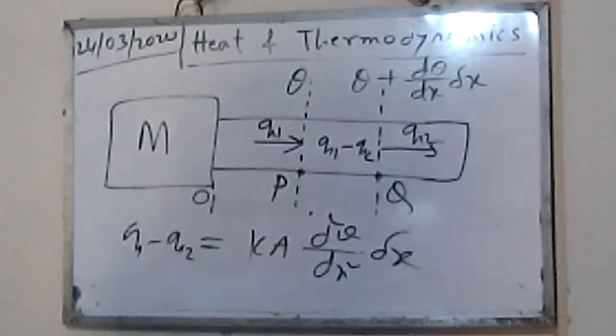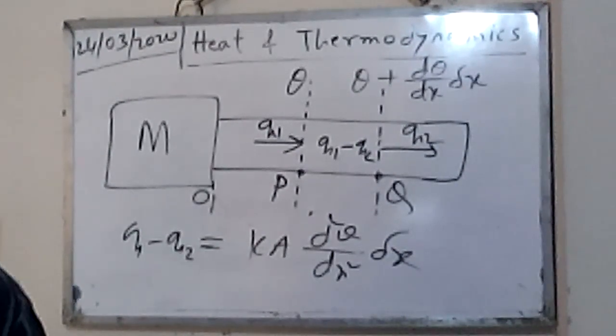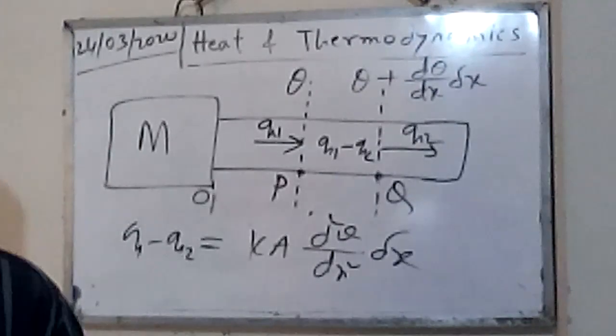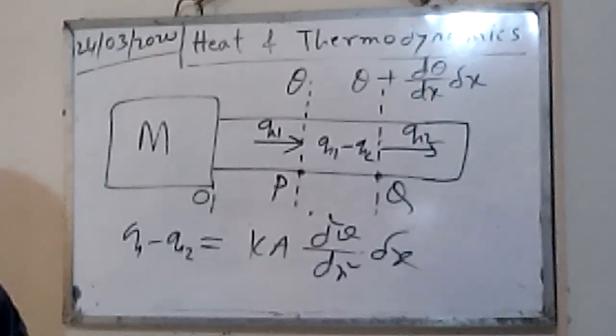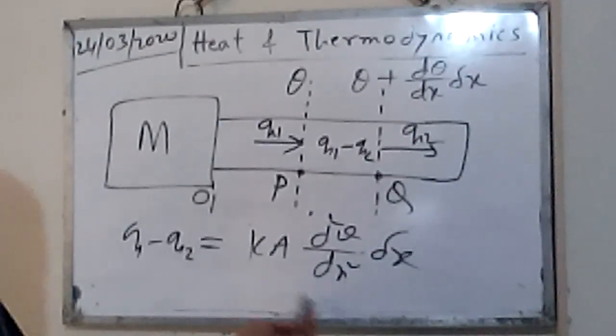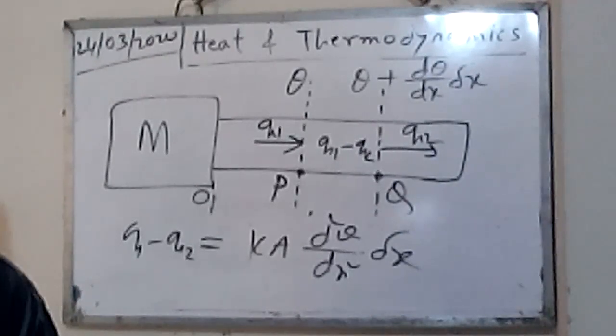Now, this amount of gain of heat energy actually has two parts. One part is absorbed by the layer, and the other part will be radiated by the layer or PQ section. We may split up this amount of heat energy: one part is absorbed by the PQ section or layer, and the other part is radiated by it.